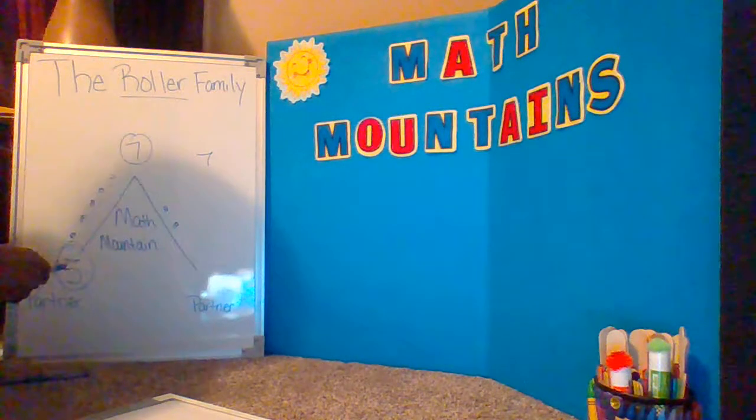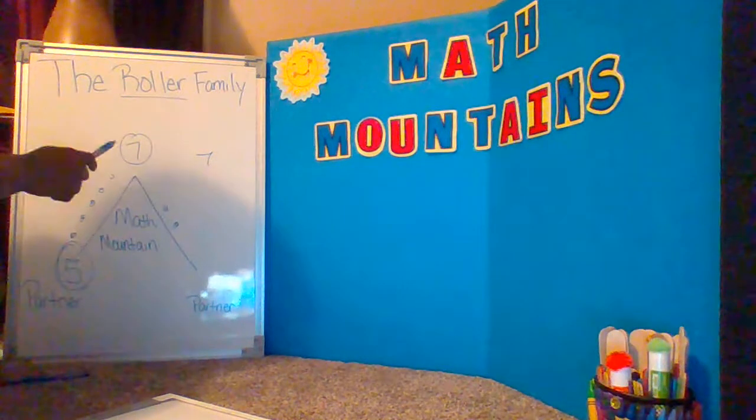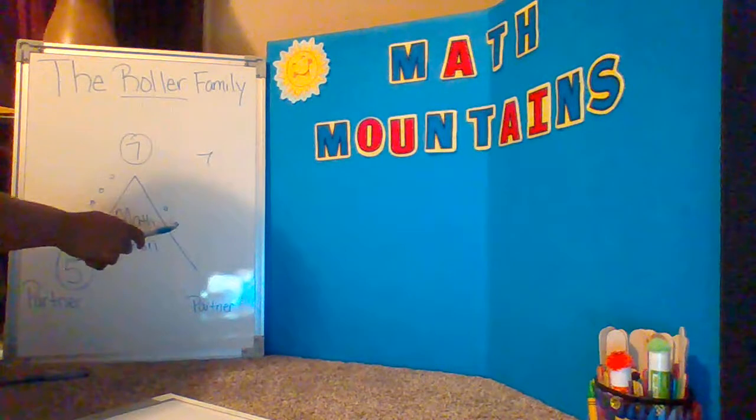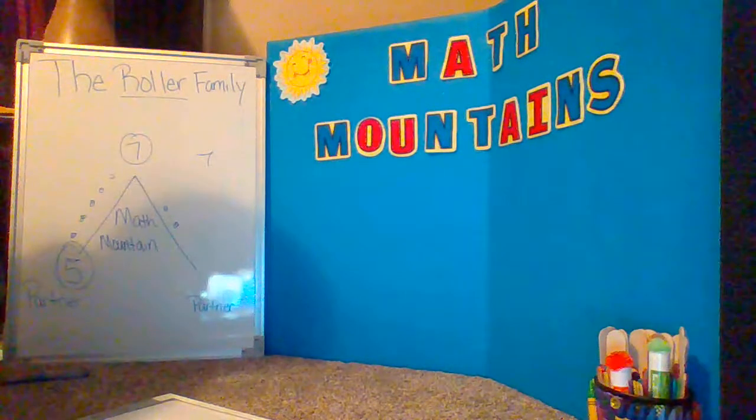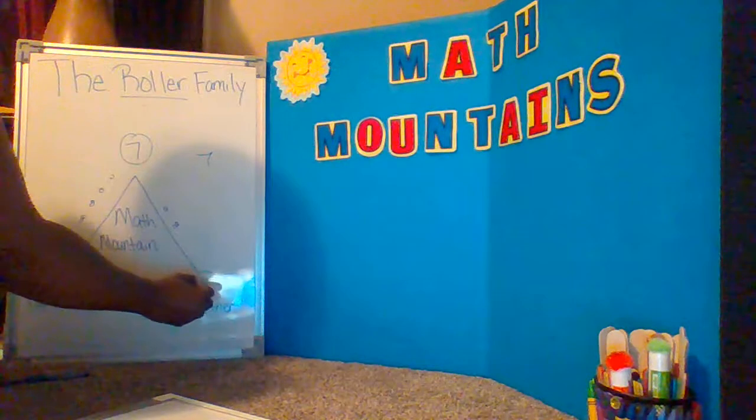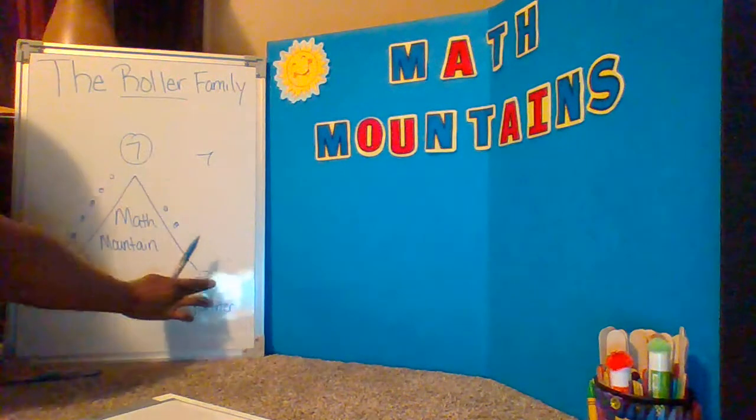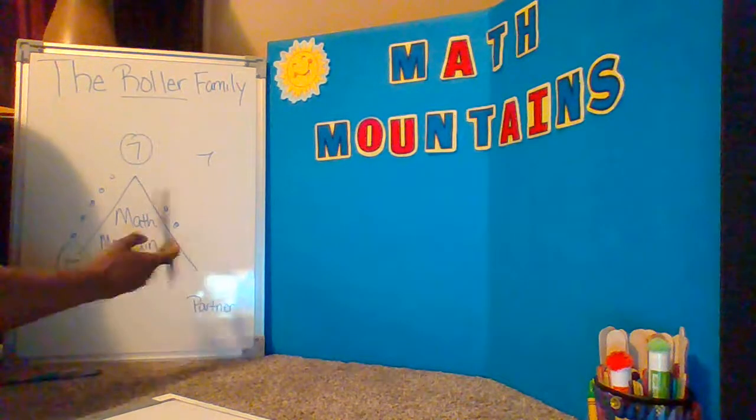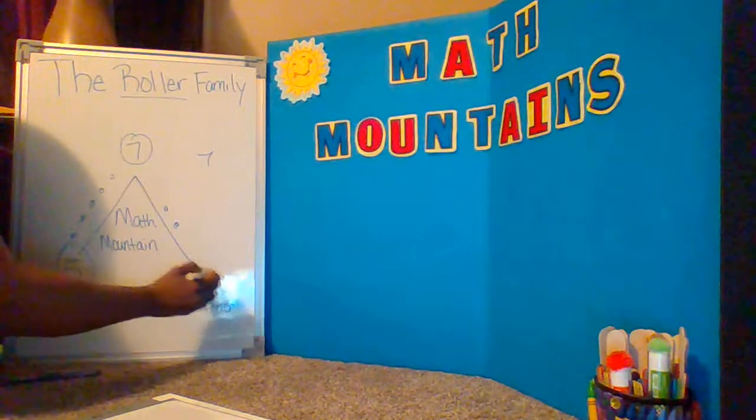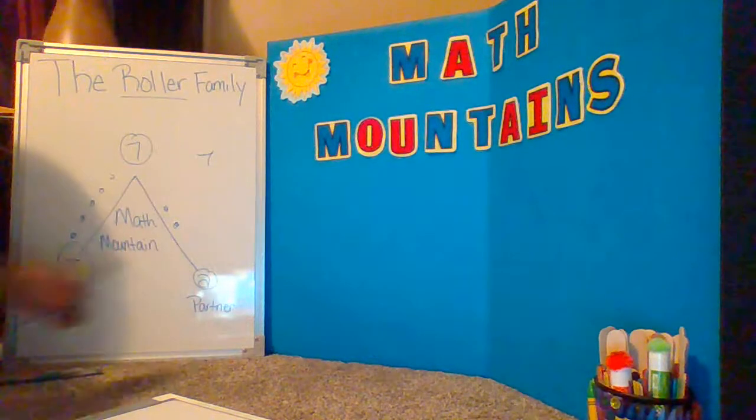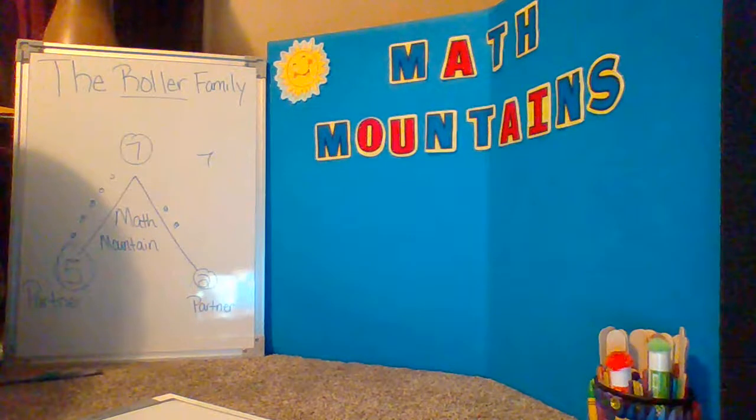We saw that we had 5 roller families that went up the mountain and some more that went down, but we had to figure out what that some more was. So we figured out that it was 2. Okay, so we figured out that it was 2 that came down.